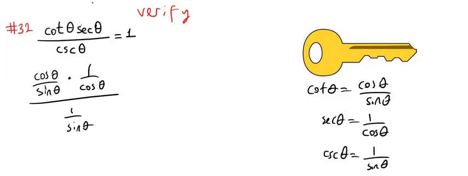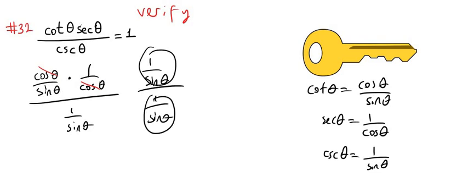Here we're multiplying, so cosine cancels cosine. And I have 1 over sine divided by 1 over sine. The exact same quantity divided by itself. Then you have 1. Checks.